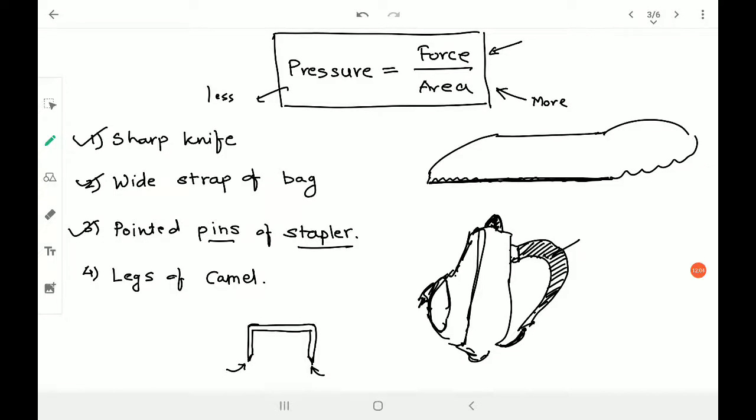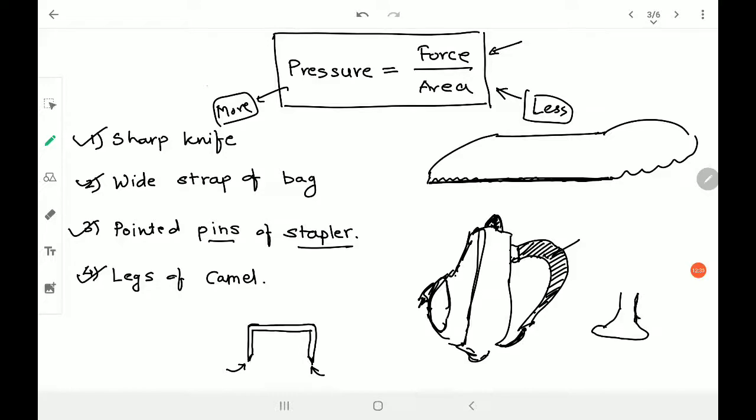Why is it more this time? Because the area is less. So area is less, the pressure will of course be more. As it is more, it can easily go inside the bundle, it penetrates through the bundle. The same way, legs of a camel. I don't know whether you have seen a camel or not. Legs of a camel are of this category.